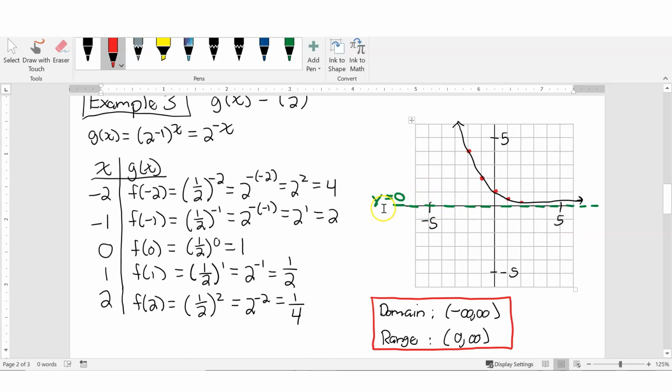To complete the picture, I will add that horizontal asymptote at y equals 0. And notice the domain and range are actually the same as we saw in example 2. Domain is all real numbers, and the range is still 0 to infinity. Again, note the parenthesis. It's not a bracket because the graph will never touch the x-axis and have the value of y equals 0.